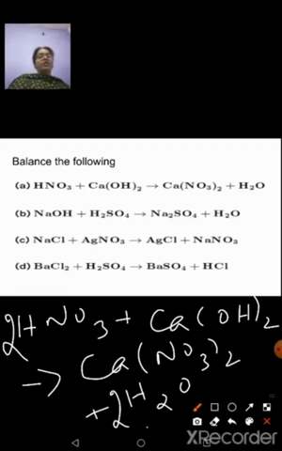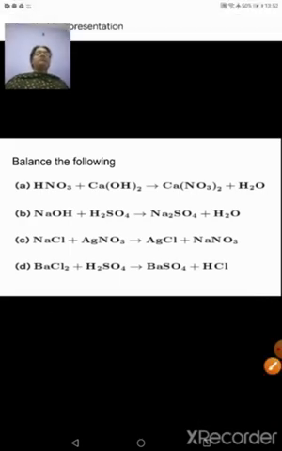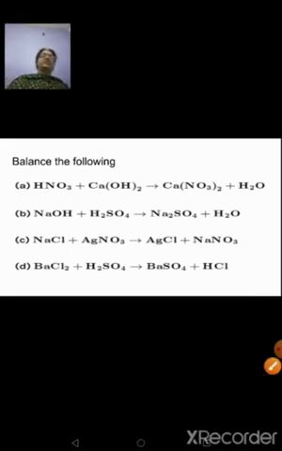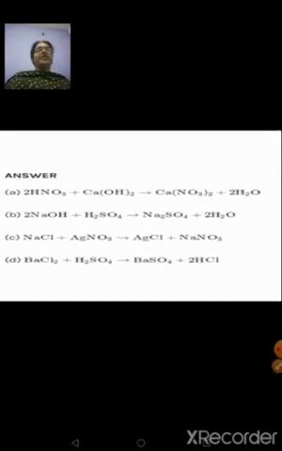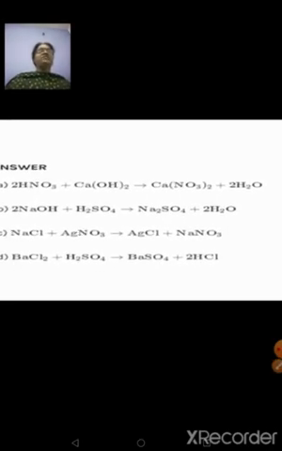So 6 plus 2 becomes 8. So here also, 2 3s are 6 oxygen atoms in your HNO3, and in your OH twice you have 2 oxygen atoms. So that also becomes 8. So in that case the equation becomes balanced. I have shown the balanced form of this equation in the next slide. See here, 2HNO3 plus Ca(OH)2 gives Ca(NO3)2 plus 2H2O is the balanced form of that equation.